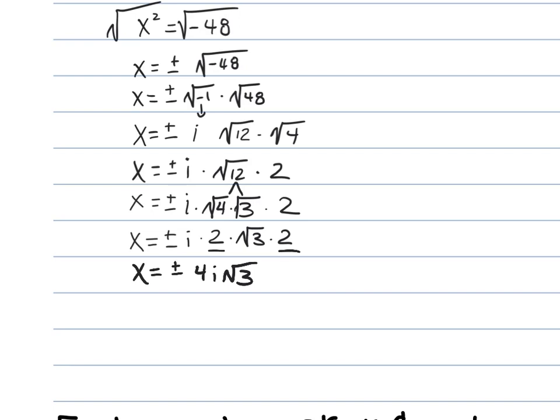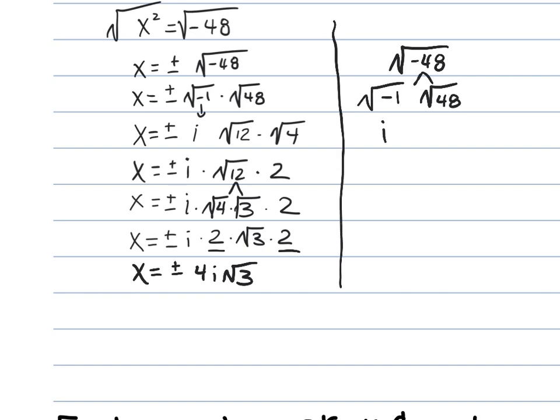Now, here's how you might have broken down 48 differently, if you wanted it to go a little faster. We would still start off the same way. This is how I might have gone differently. I know that this is i, so this is just separate. This is actually the square root of 16 times the square root of 3. And you'll see it breaks down much more easily there.